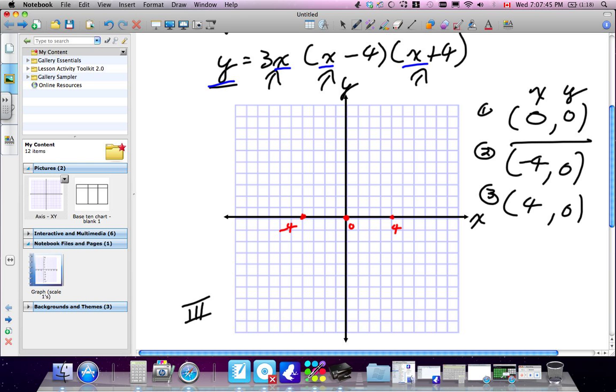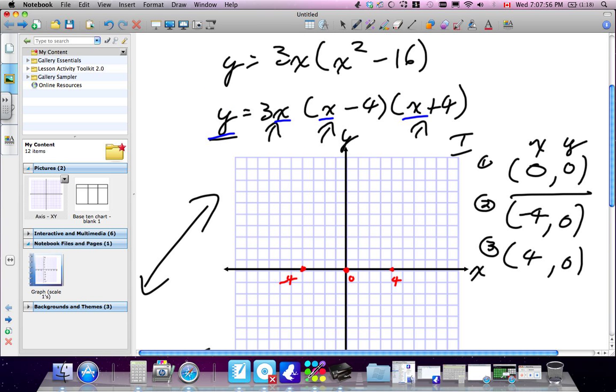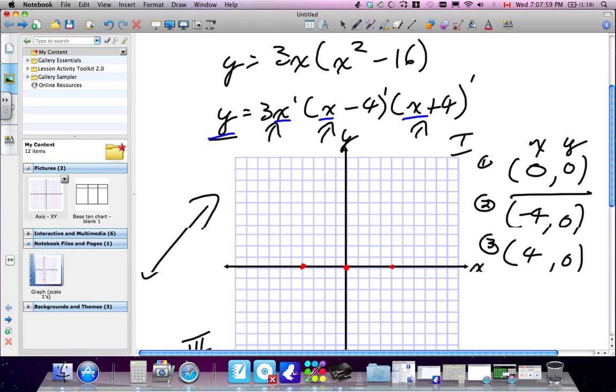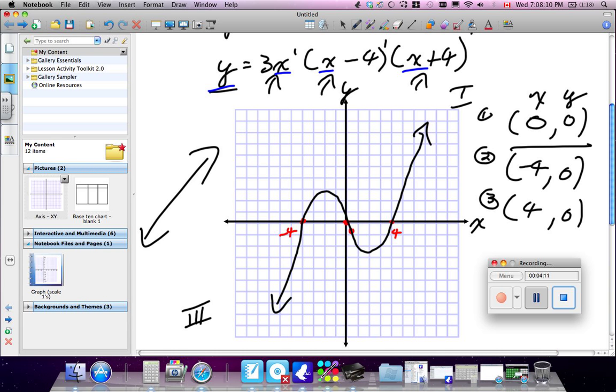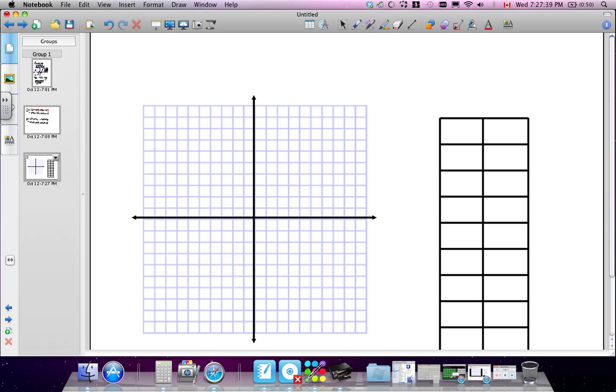Our coefficient was positive, right? And it's cubic, the original function. So we're going from quadrant 2 to quadrant 4. Wait, I got that confused. Give me a sec. Sorry, it goes from 3 to 1, because we go in a positive direction like a linear equation.